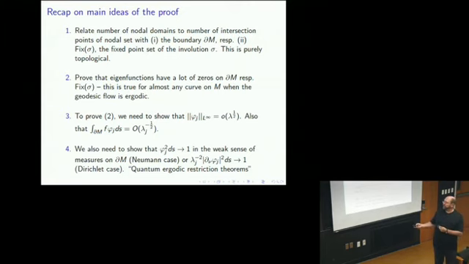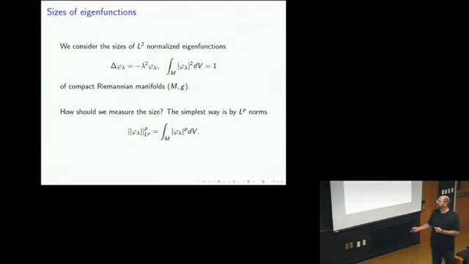And this is where we use ergodicity of the geodesic flow. And we also need to discuss the sup norm. So let's start with LP norms. We're looking at the eigenvalue problem, and we always normalize the eigenfunctions to have L2 norm equal to 1. So the simplest way to measure the size of an eigenfunction is by its LP norm.